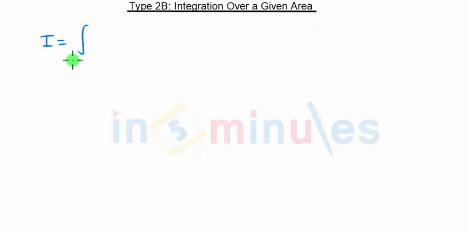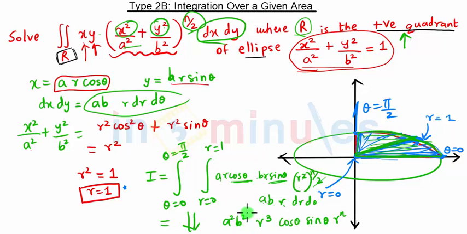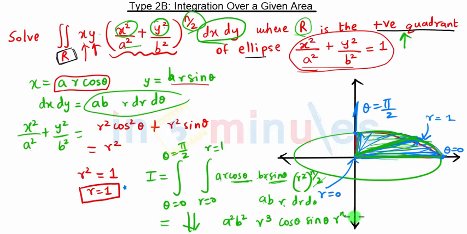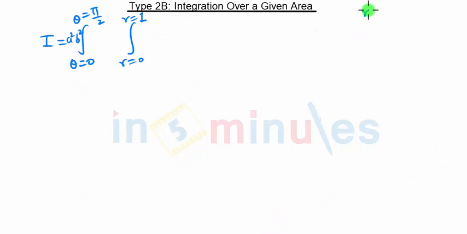Now our integration becomes the integration of theta going from 0 to pi by 2, r going from 0 to 1, and here we have a square b square, which is constant. Then we have r cube and r raised to n. So r cube into r raised to n will be r raised to n plus 3. Then we have cos theta into sin theta dr d theta.